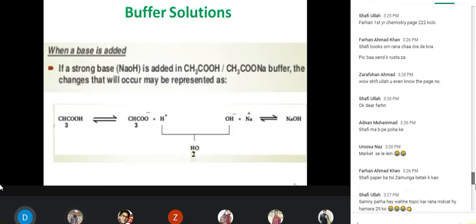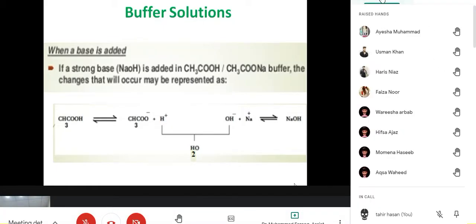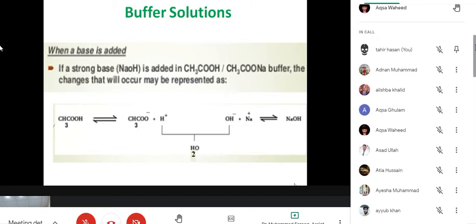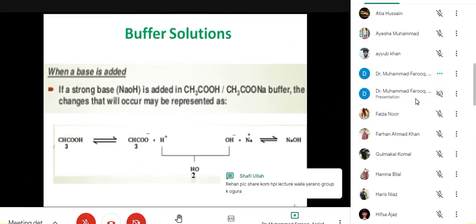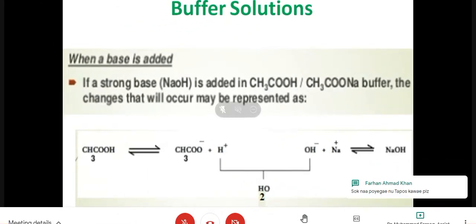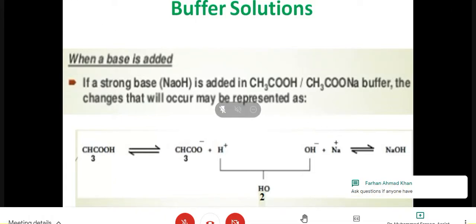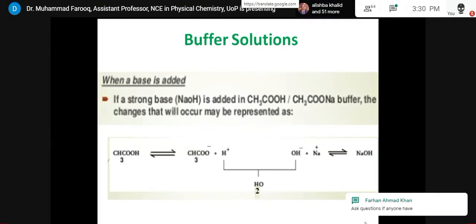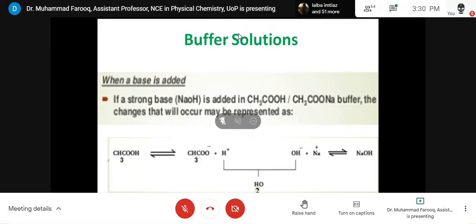When a base is added, for example NaOH, we must have an acid in the solution for the base. NaOH will dissociate into Na plus and OH negative. So we have OH negative from the external source, which would change the pH of the solution, but it never happens in the case of a buffer solution because we have CH3COOH, the acetic acid, which will dissociate. So acetate ion and hydrogen ion will be produced. This hydrogen ion will react with the OH ions of the NaOH to neutralize it. Water will be produced. As a result, the pH of the solution will remain constant.